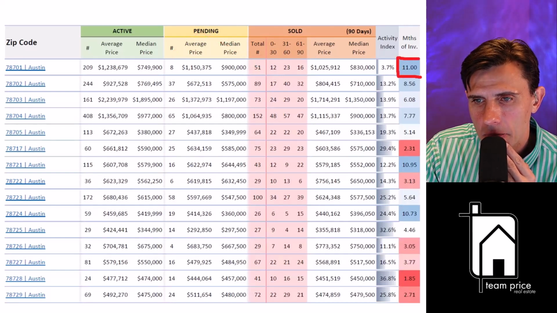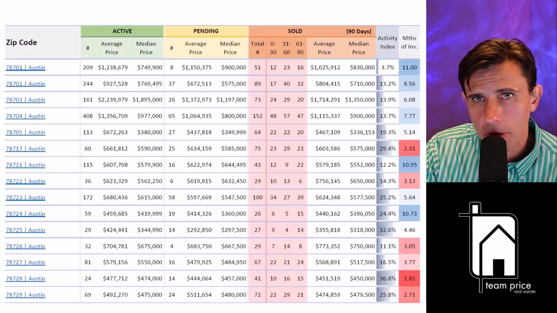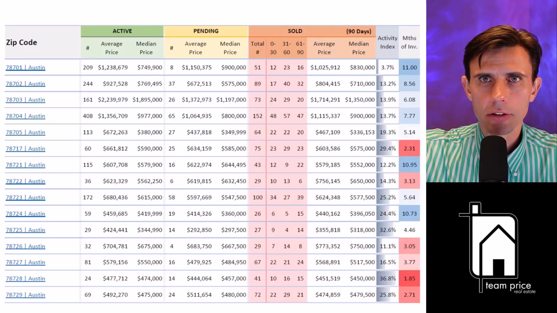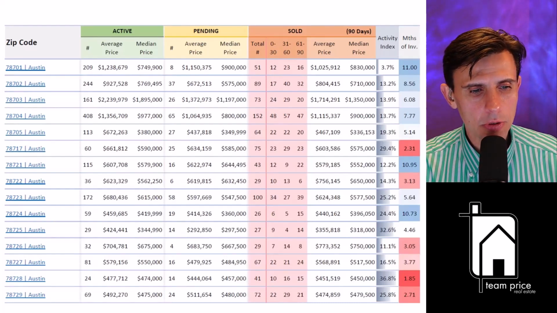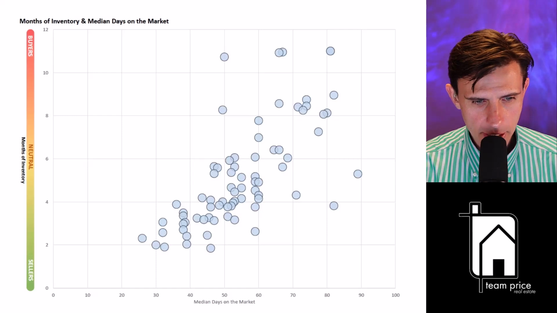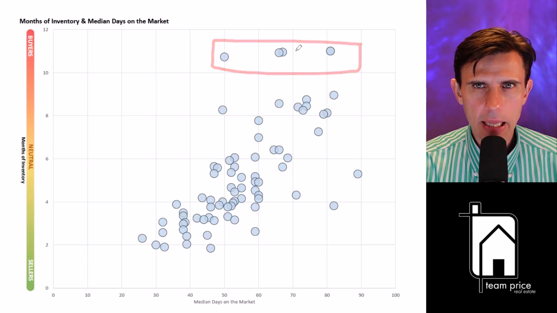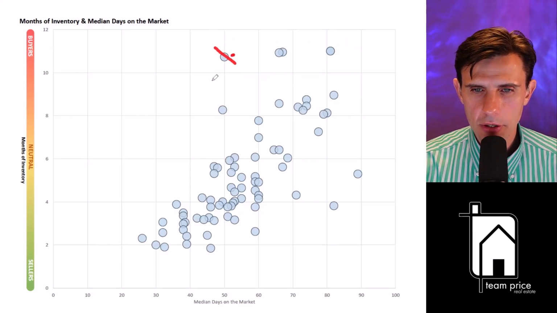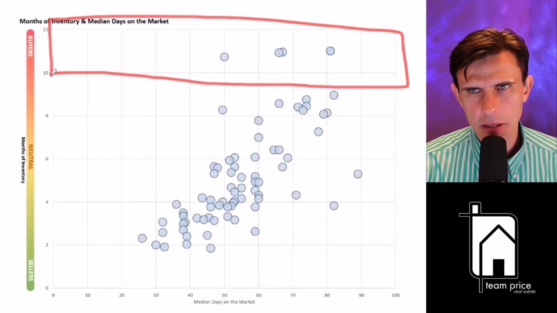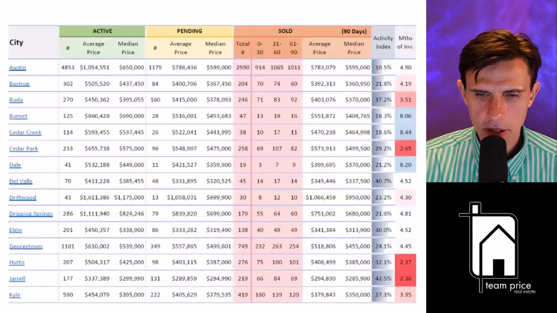I max out my months of inventory at 11. For me, I don't care if there's 50 months of inventory or 11. 11's the max. It's a way to equalize all the charts. So when you look at the actual chart, let me go to type of market, and here we have it. We've got months of inventory, and you see these at 11. If I allowed it to go up to 20 months of inventory, then these would basically disappear. But when you really cross 10 months of inventory, it's a market that's just not moving. That's what it is. So I just max it out at 11. Makes sense to do that.